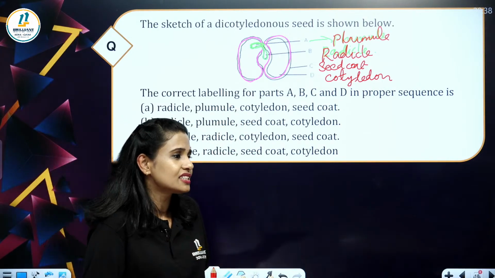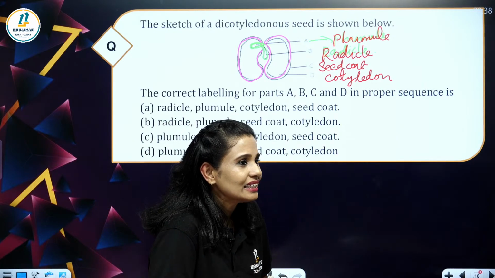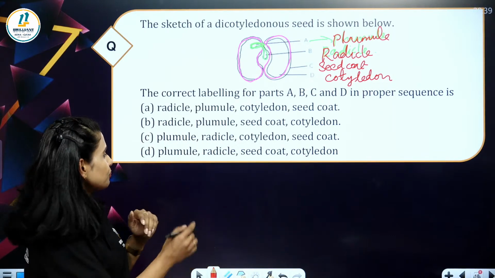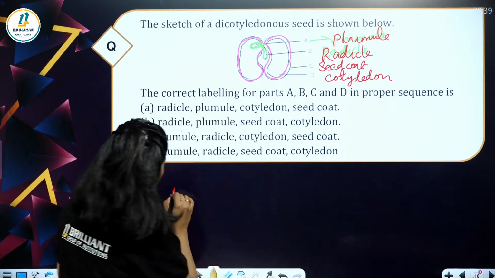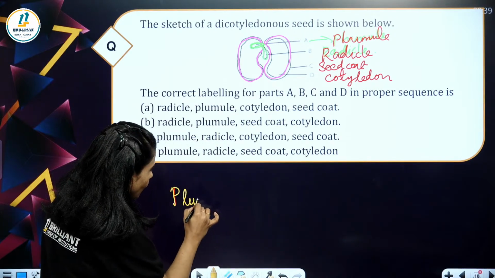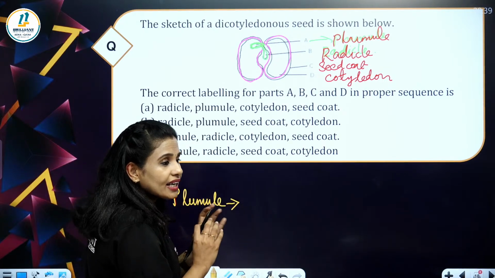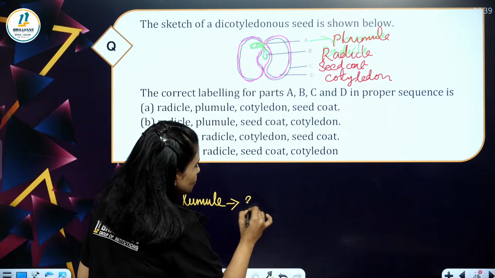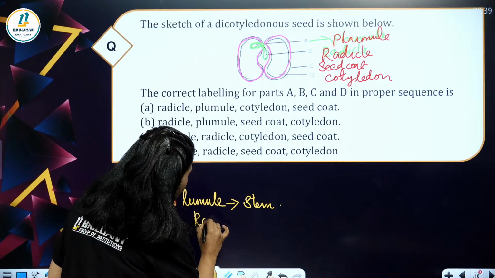Have given you the answer. Start commenting your answer: plumule, radicle, seed coat and cotyledon. What is plumule? Plumule is the part that grows as stem. And what is radicle?